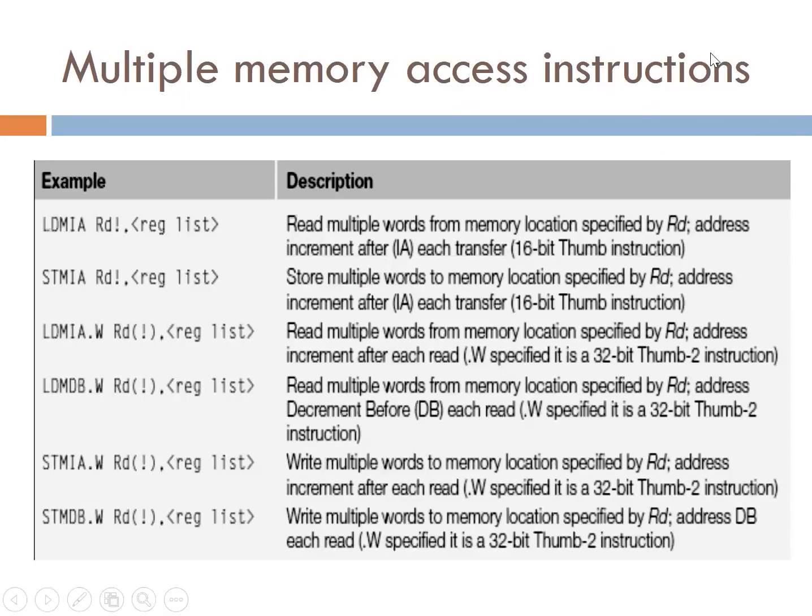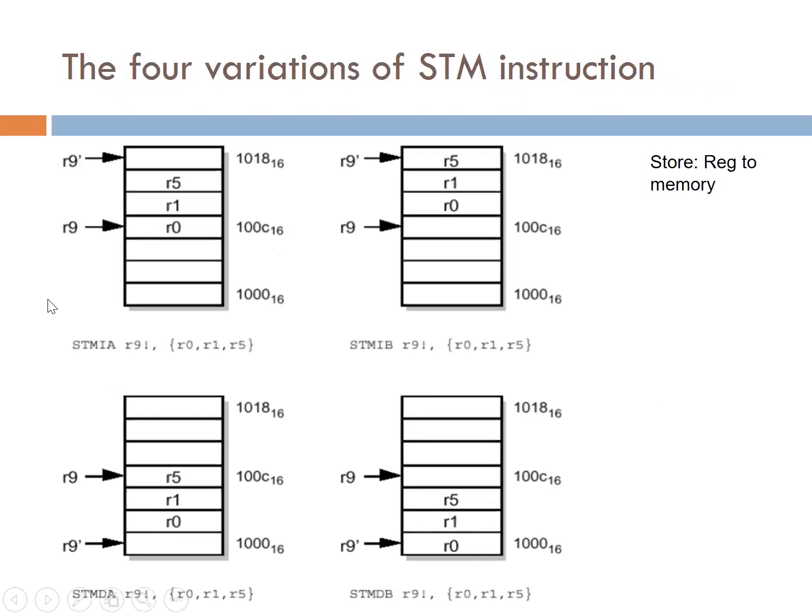Okay. Now we have the same suffixes in the store instructions. So we have 4 different variations in the store instructions as well. Now what is a store operation? Store operation is storing the data from registers to the memory. In load it was the reverse, from the memory location to the register. In store instruction it is from registers to the memory. Okay, now let us start with the single instruction with the suffix IA, increment after.